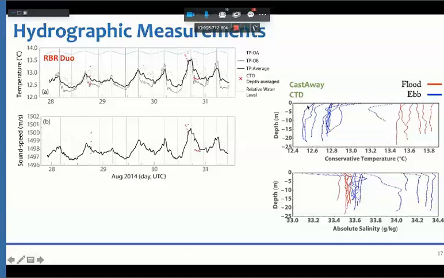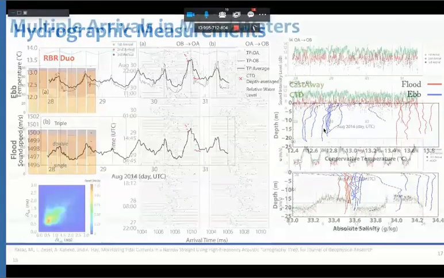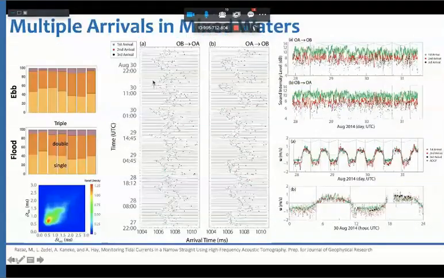Also, we had a Castaway CTD, and we measured the flow temperature and salinity in different places across the line. It varies, of course, with the flood and with the ebb. You can see it's totally different. And here are some of the measurements. The arrival times are shown, and they change very well with the tide.